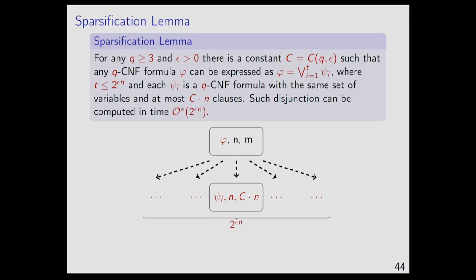So given phi with n and m, I will produce lots of formulas. Each of them has a linear number of clauses. Of course, what you mean by linear depends on the epsilon and the size of the clauses. And how many will I produce? Sub-exponentially many of them. So in sub-exponential time, I produce sub-exponentially many formulas so that my big formula is satisfiable if and only if one of my tiny formulas is satisfiable. And by tiny, I mean formulas with a linear number of clauses.